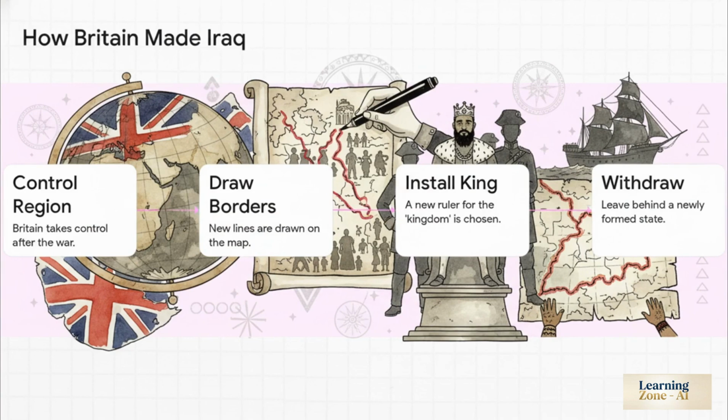First, Britain grabs control of the area after World War I. Then they literally just draw some lines on a map, mashing different groups of people together. After that, they install a ruler, a king, to run this new kingdom of Iraq. And finally, they pack up and leave, leaving behind this brand new state whose borders had everything to do with their own foreign policy and almost nothing to do with the actual history of the people living there.